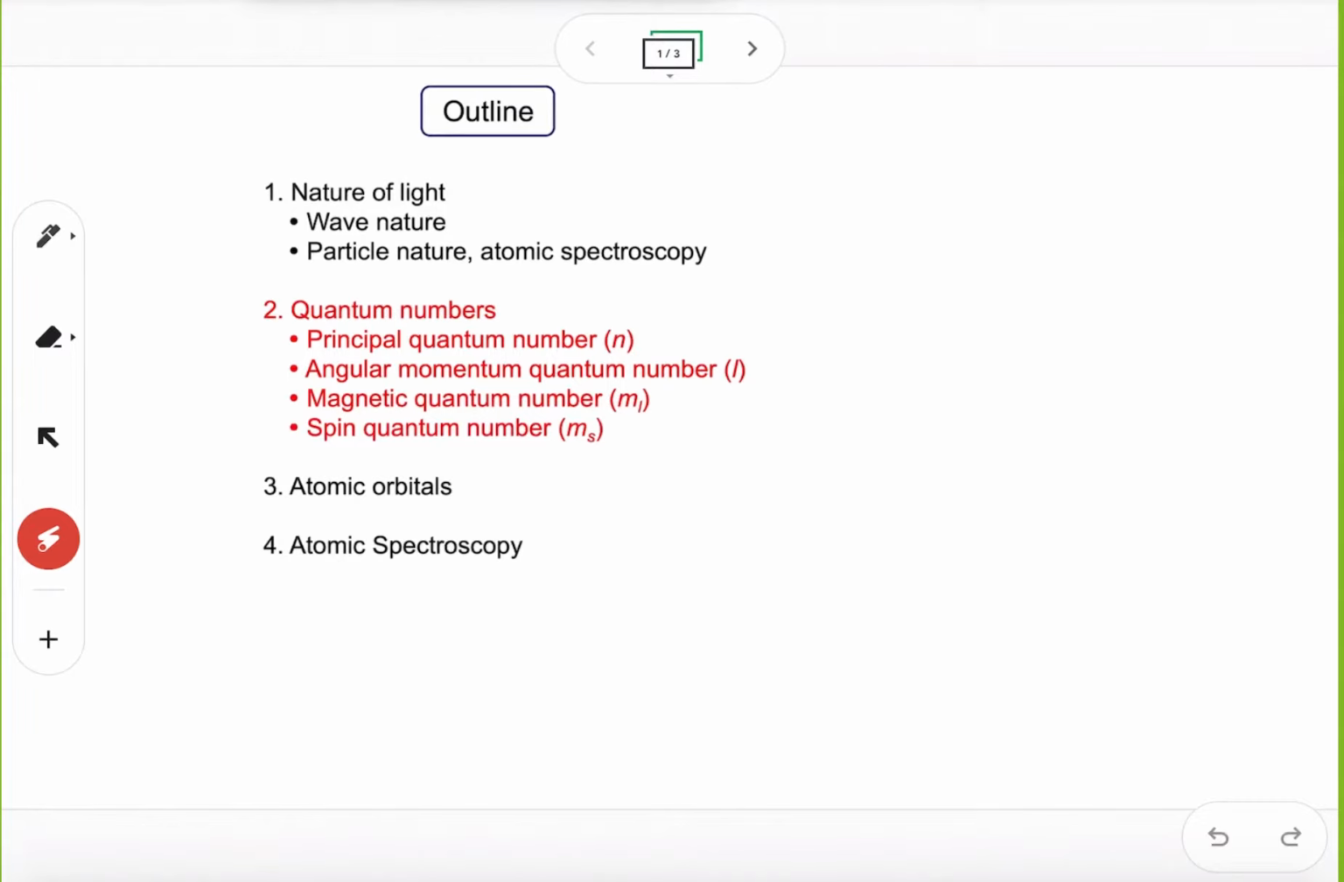Folks, in this video, we're going to talk about quantum numbers. We're going to talk about 4 quantum numbers. Principal quantum number, n, we use lowercase n to represent principal quantum number. Angular momentum quantum number, we use l to represent it. Magnetic quantum number, ML. Spin quantum number, MS. So we're going to go through them one by one.